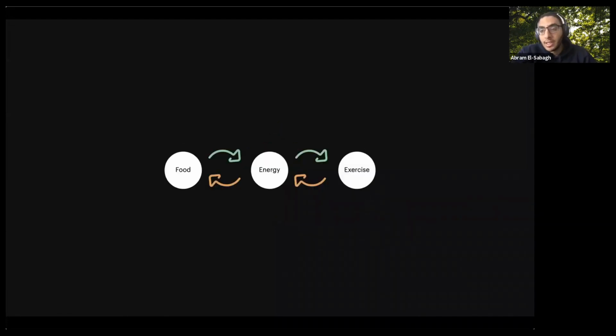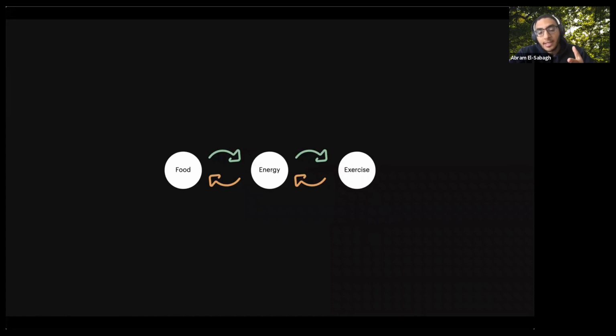The second issue is the relationship between food, energy, and exercise. We can look at food. The more food I eat, the more energy I have. For some people, the more energy they have, the more they exercise. Some people, the more energy they have, the less they exercise. And we can also look at the relationship between exercise and energy: the more we exercise, the less energy we have. So you've got a balancing loop, it's called, but we'll discuss that later.